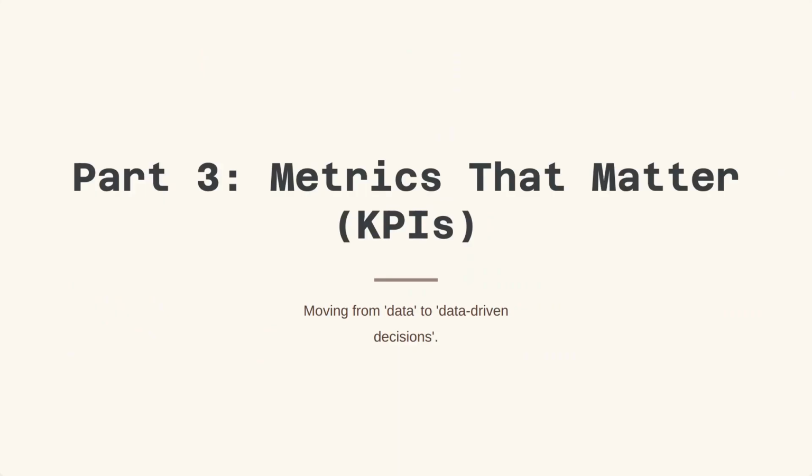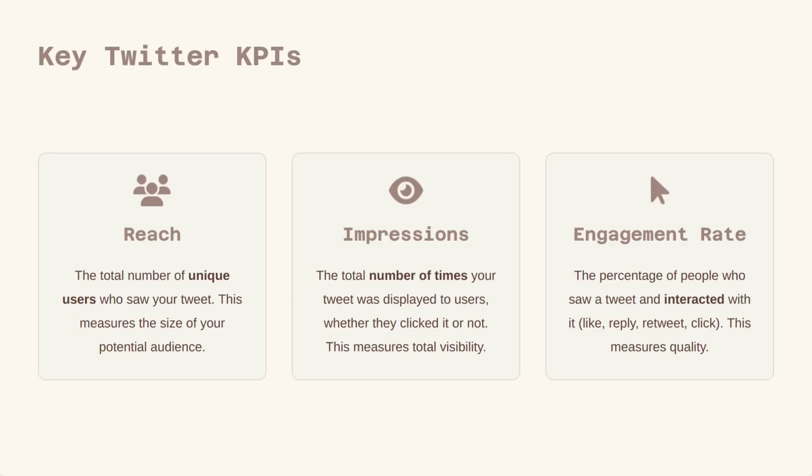Part 3 is the metrics that matter, KPIs. There are three primary KPIs you should know. Reach, the number of unique visitors who saw your tweet. Impressions, the total number of times your tweet was displayed to users. And engagement rate, the percentage of people who saw and interacted, liked, retweeted, or even clicked the tweets.